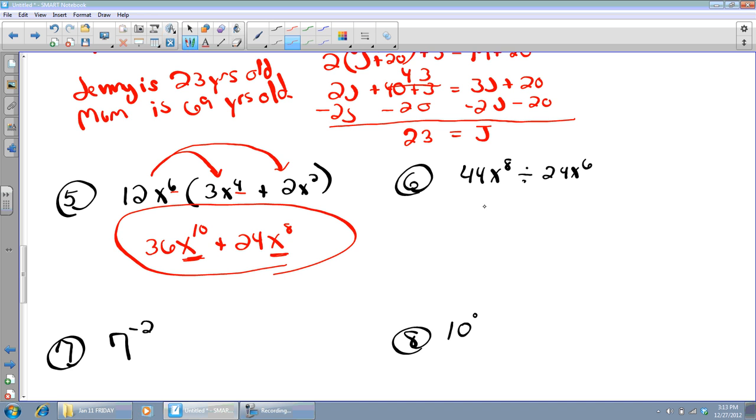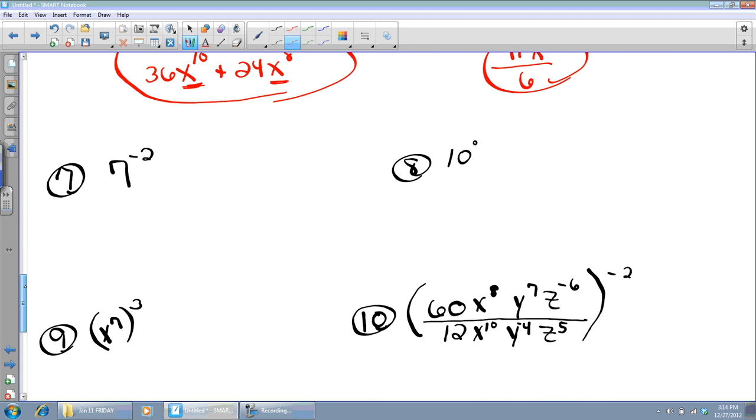All right, in a division problem, we're going to subtract exponents. So I'm going to divide x to the 8th by x to the 6th, and that's going to get me an x squared. Now 24 doesn't go into 44 evenly, but I do know I can divide them both by 4. See, what really is going on here is I have 44 24ths. I'll divide them both by 4, get 11 and 6. So I'm going to write my answer as 11x squared over 6. And there you go.